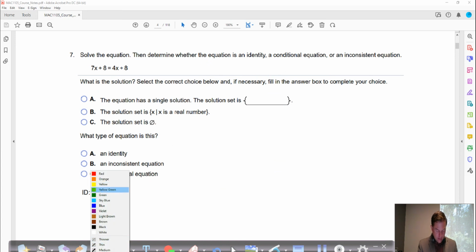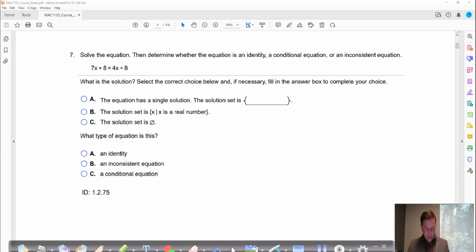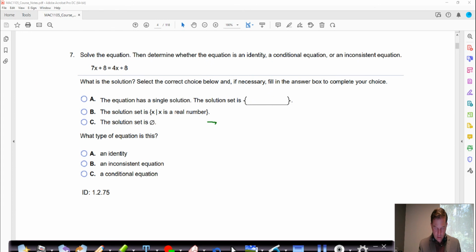Okay, problem 8 is pretty similar to what we've seen. Let me write it over here a little bigger. 7x plus 8 equals 4x plus 8.